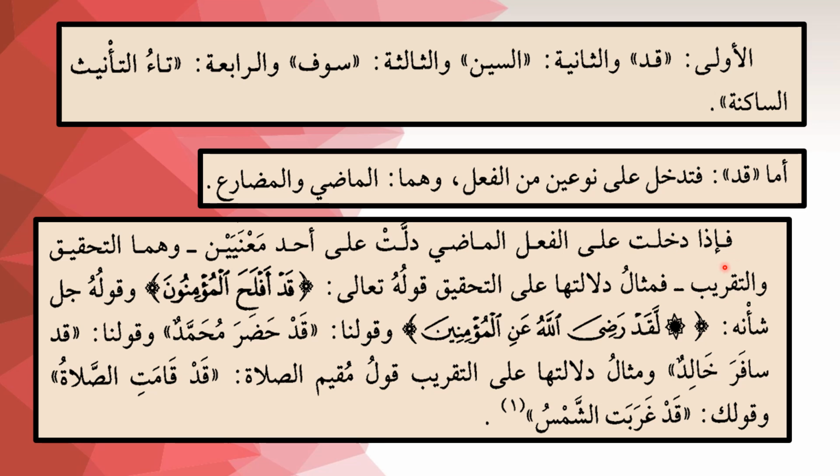So now when it enters على الفعل ماضي, إذا دخلت على الفعل ماضي دلت على أحد معنيين, it means whenever it enters before a فعل ماضي it refers. دلت means it refers or shows على أحد معنيين. معنيين is the dual noun for معنى, and it shows one of the meanings. So either وهما تحقيق and تقريب as already explained. فمثال دلالتها على تحقيق. So there is an example here and it gives the meaning of تحقيق.